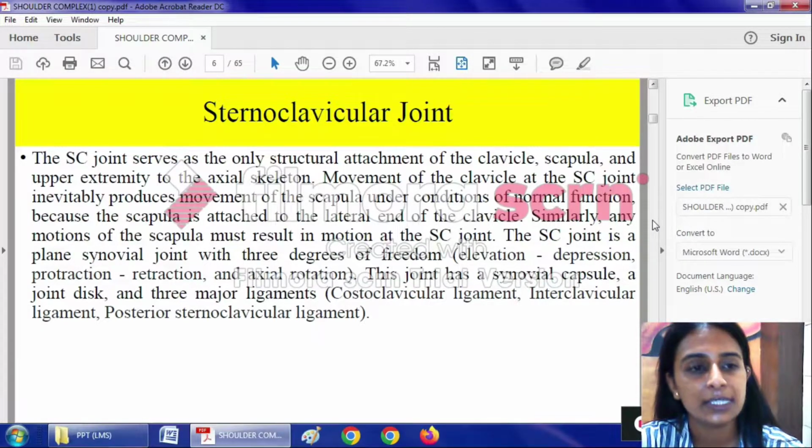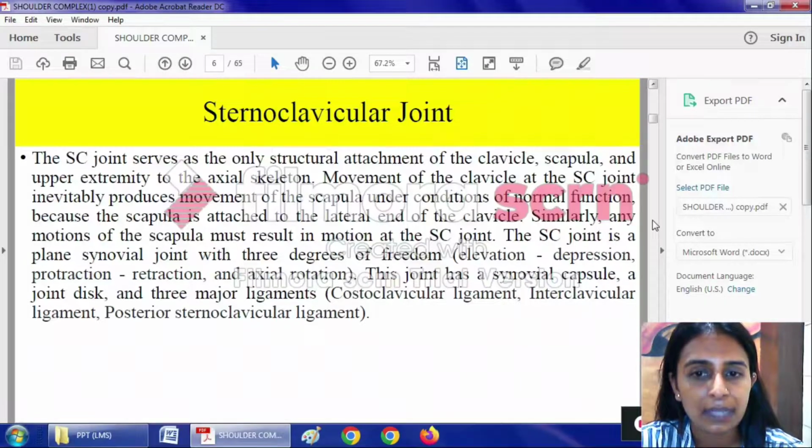Sternoclavicular joint, SC joint. The SC joint serves as the only structural attachment of the clavicle, scapula and upper extremity to the axial skeleton. Movement of the clavicle at the sternoclavicular joint inevitably produces movement of the scapula under conditions of normal function, because the scapula is attached to the lateral end of the clavicle. Similarly, any motion of the scapula must result in motion at the sternoclavicular joint.